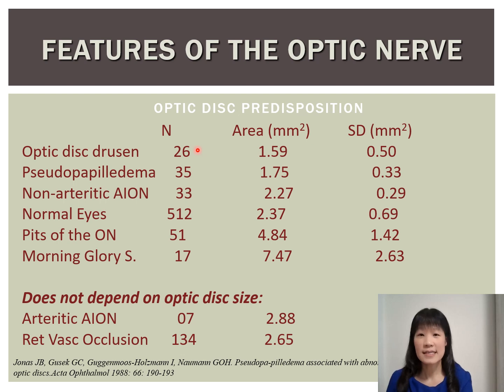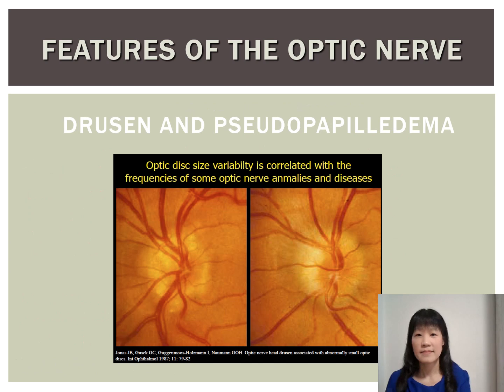So certain diseases are more evident in certain disc sizes. So for example, again, a quarter, 2.5. The normal eye is around 2.37 square millimeters, or 2.5 for easy memory. And larger discs are associated with pits and morning glory, and smaller discs are associated with drusen and papilledema. So again, the disc at risk with non-arteritic ischemic optic neuropathy has a slightly smaller disc size.